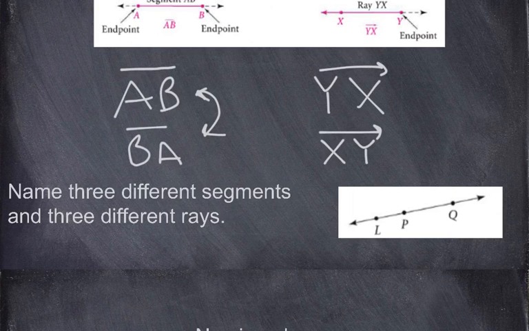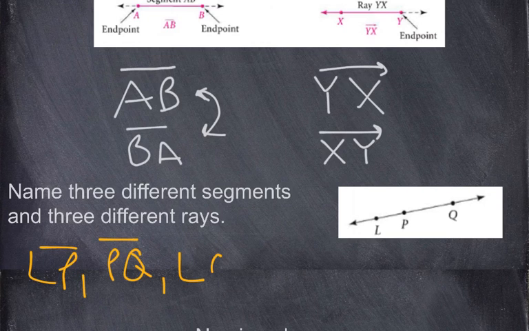Well, one segment we can say, again, you choose any combination of two letters. So we have LP as an option, PQ, again we just draw the segment with no arrows above it, and LQ. Those are three possibilities for naming segments.